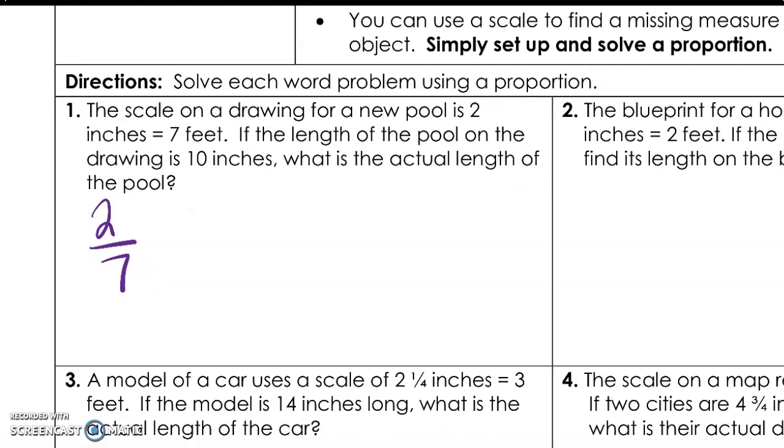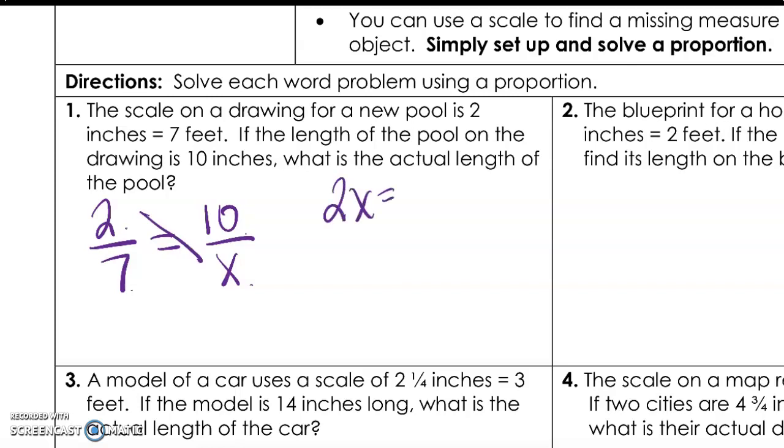The length of the pool on the drawing is 10. So the drawing goes there. The actual length is what we're trying to figure out. So drawing on the top, real thing on the bottom. Drawing on the top, real thing on the bottom. Once you have that set up, then we just solve.